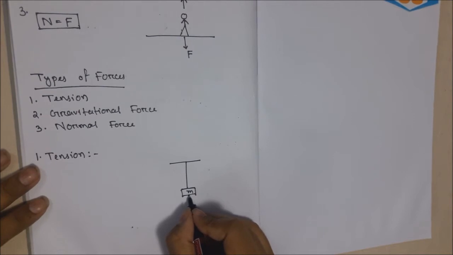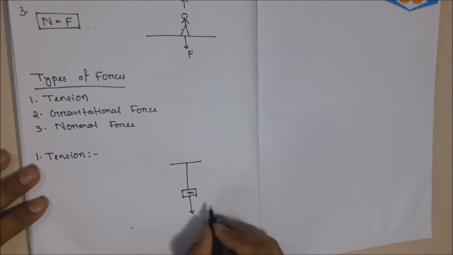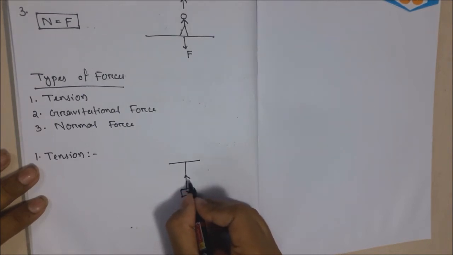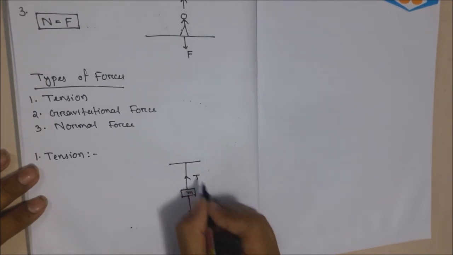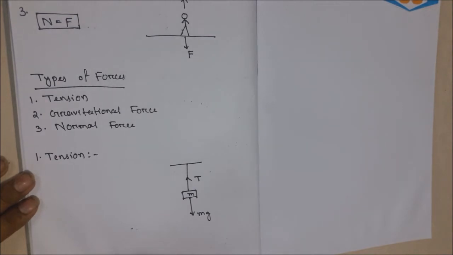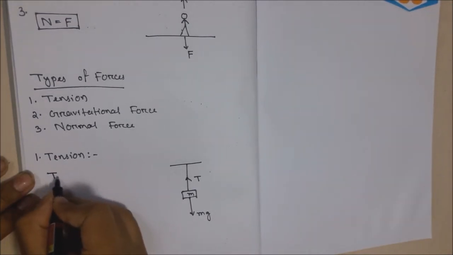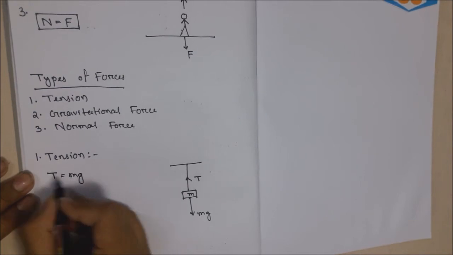So the gravity will act on it. The gravitational force is mg. So the tension is T in the rope. The tension force always acts away from the body, so you can write T is equal to mg.